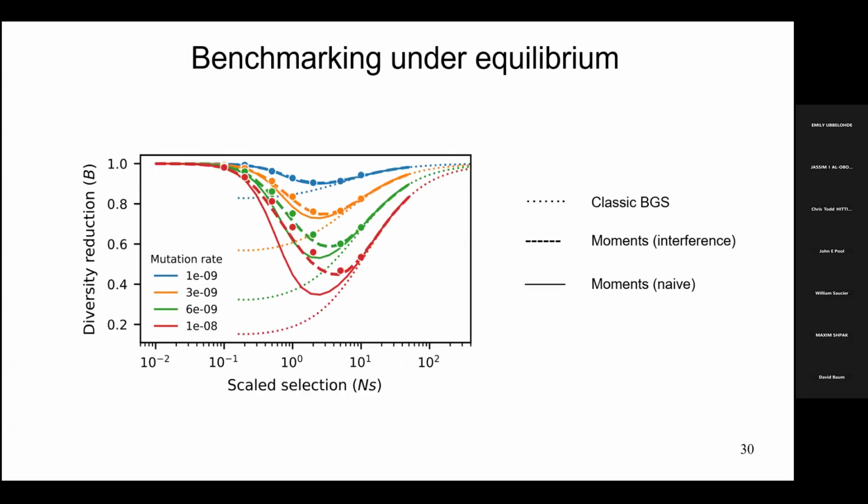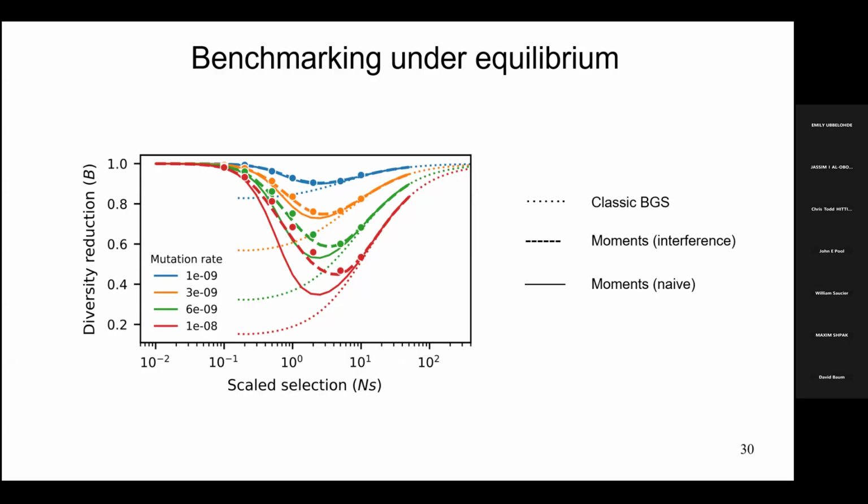So we can benchmark our model first under equilibrium, that is, assuming that the population size remains constant over time. We are plotting, for different mutation rates in colors, this diversity reduction, the B value, as a function of selection coefficient. So here we have weaker selection, here we have stronger selection. We have the simulated values shown in dots, and we have different types of prediction. First, we have the classic BGS prediction, and as we saw before in the other slide, the BGS does a very good job when selection is strong, but after some point, no longer.